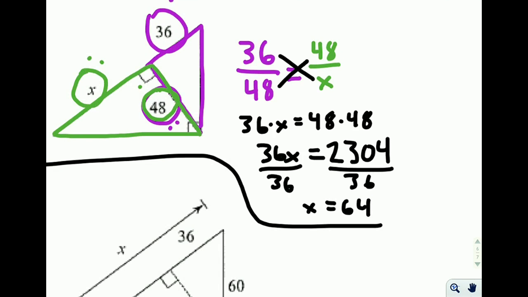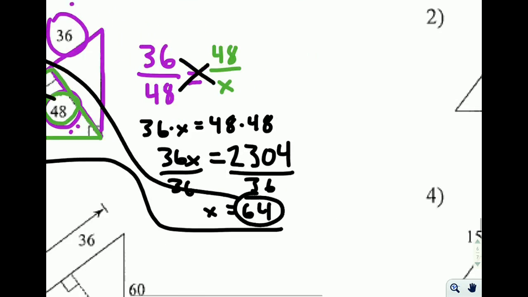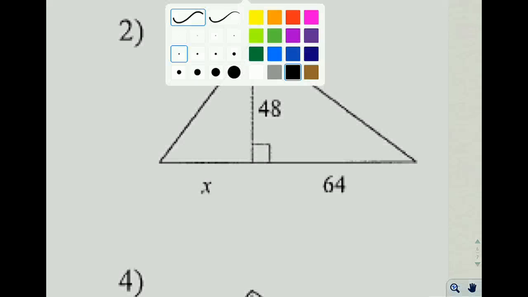And our answer is going to be 64. Now we check that to make sure it makes sense. 64, if we plug that back in here for x, should be a little bit longer than 48 because it's a little longer side, and it is, so that seems to make sense. Jumping over to number 2, same type of situation here.